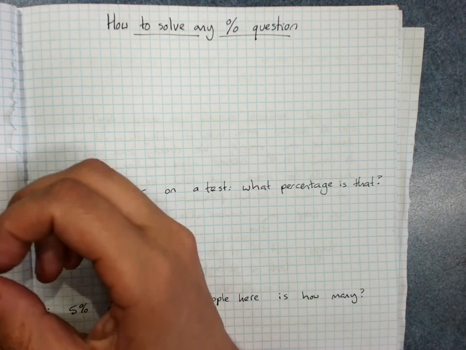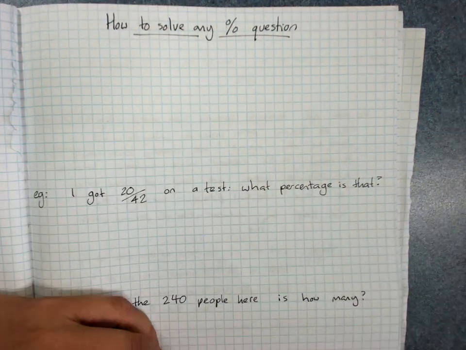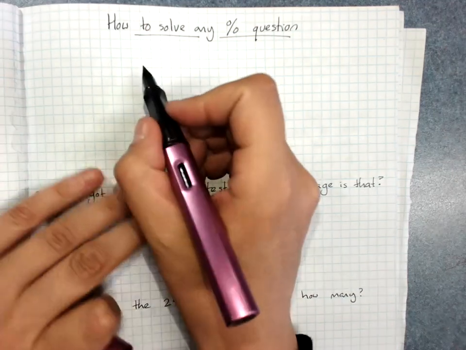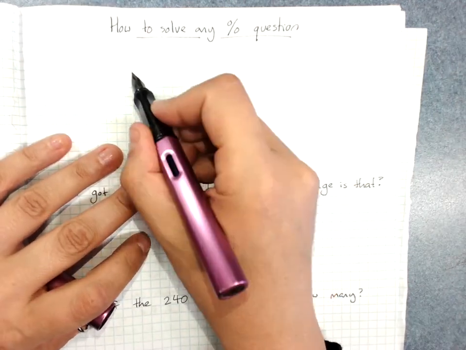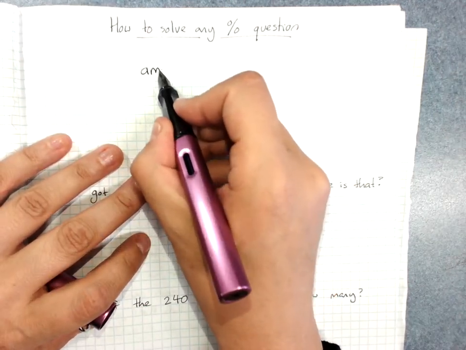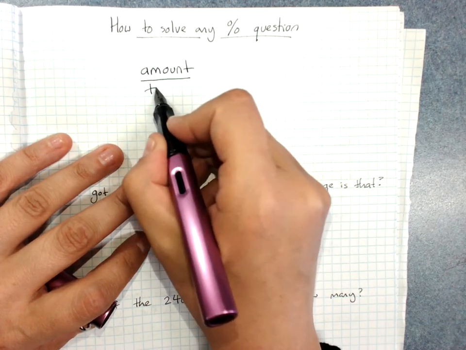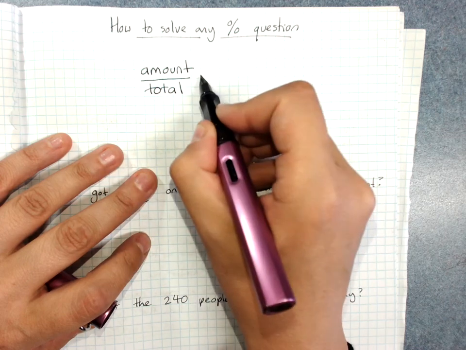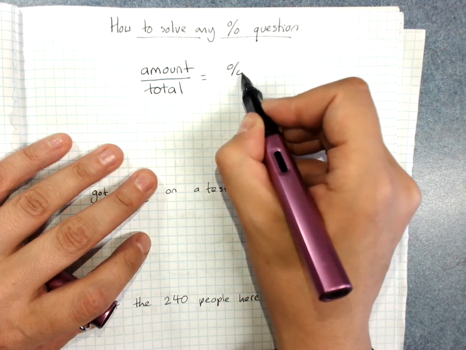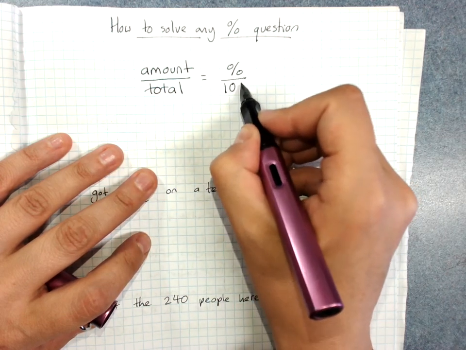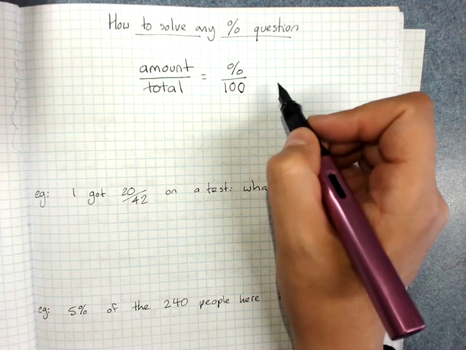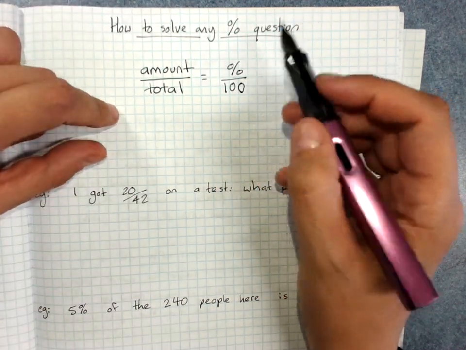How to solve any percentage problem. Every percentage problem can be described like this: an amount out of a total is equal to a percentage out of 100. It's a pair of equivalent fractions.